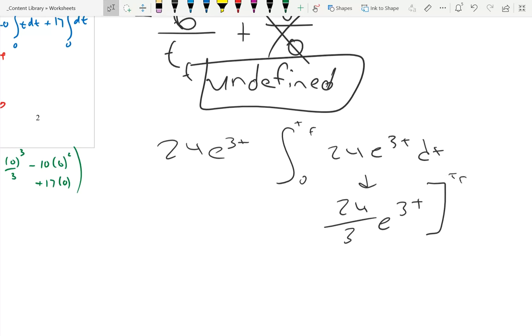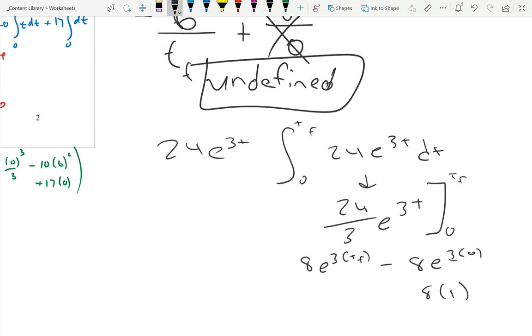This is t final. All right, so basically it's 8e^(3 t final) minus 8e^(3·0). 3 times 0 is 0, e to the power of 0 is just 1.